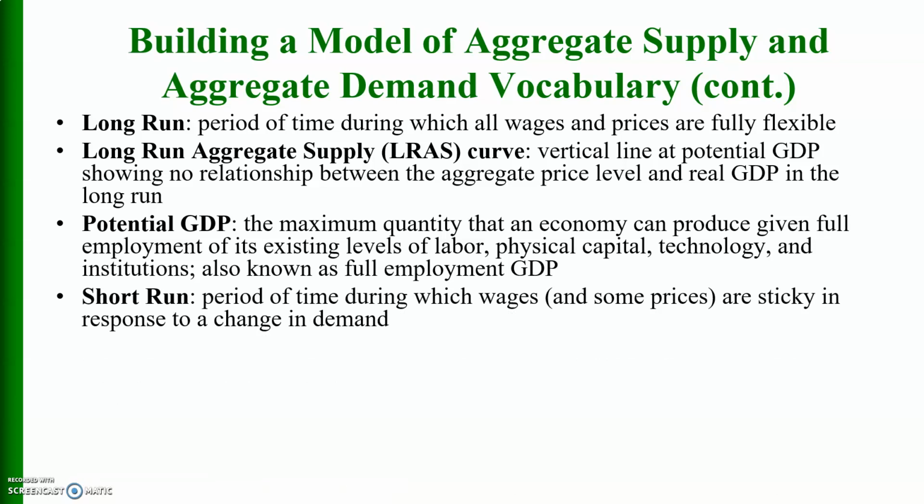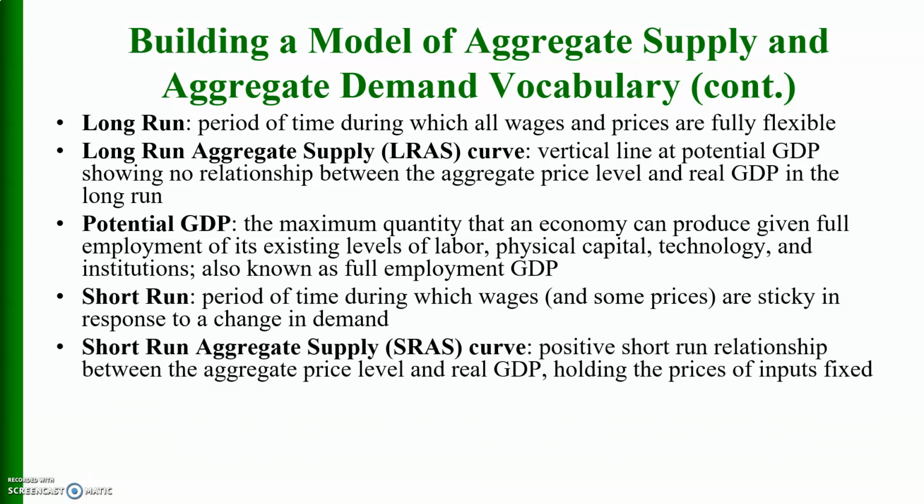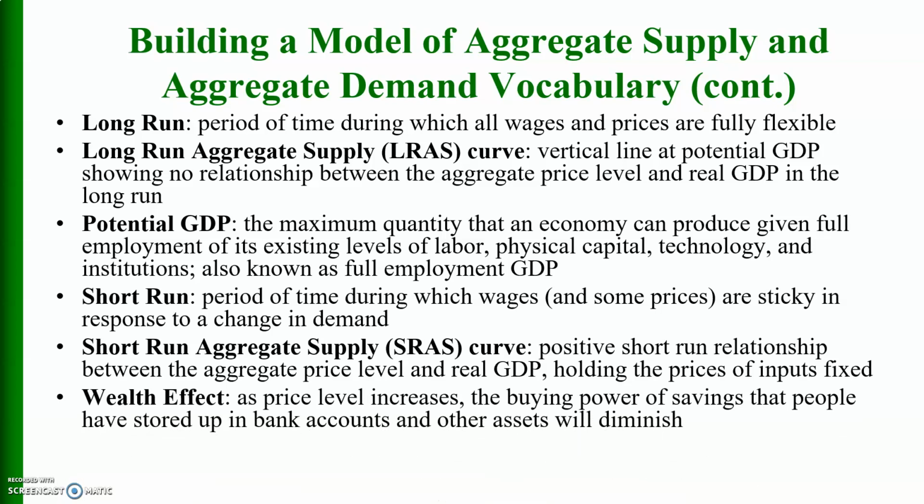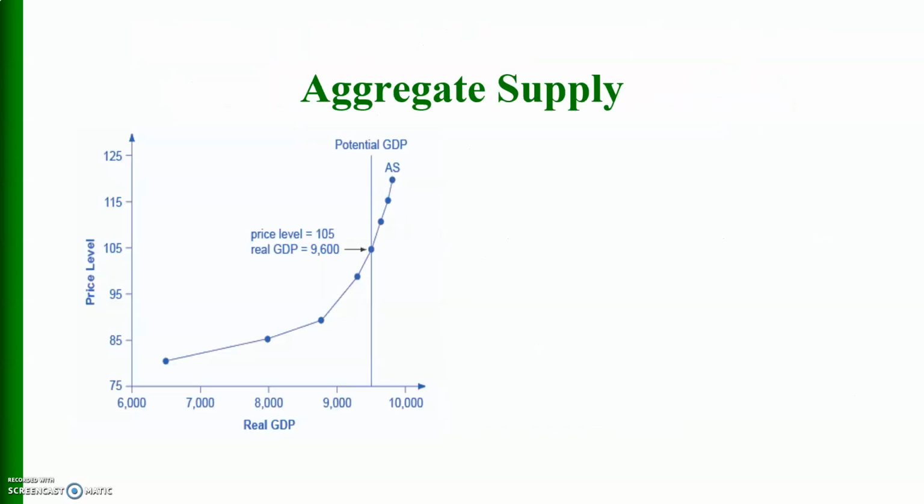Short run: it's a period of time during which wages and some prices are sticky in response to change in demand. The short run aggregate supply curve is a positive short-run relationship between the aggregate price level and real GDP, holding the prices of inputs fixed. Wealth effects: as price level increases, the buying power of savings that people have stored up in bank accounts and other assets will diminish.